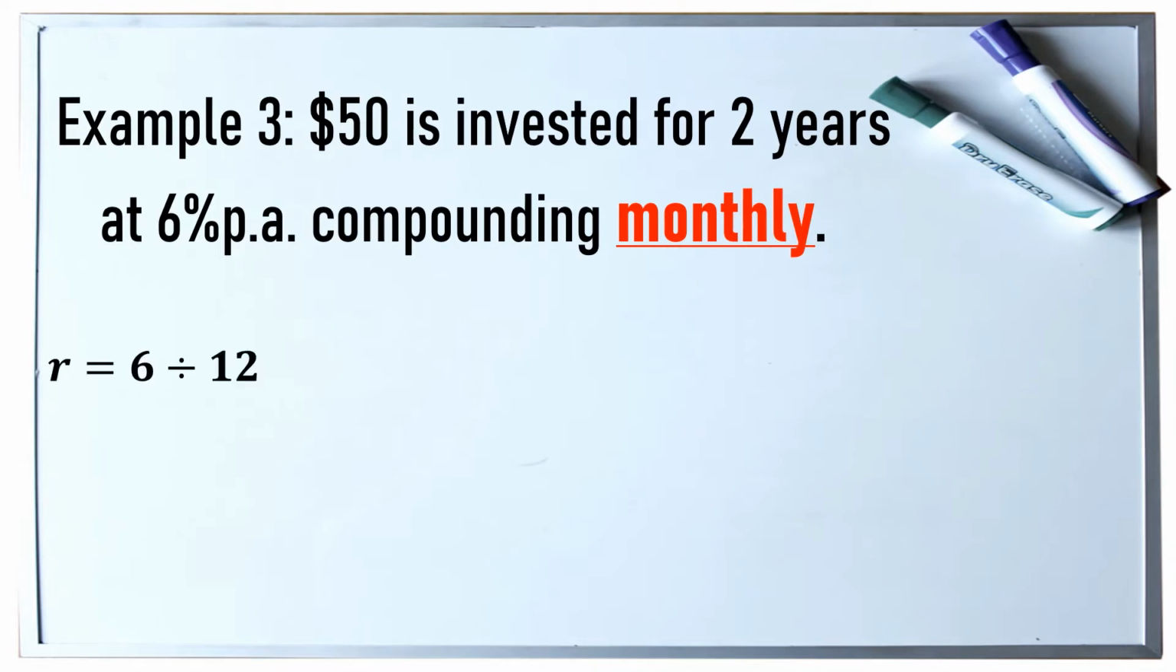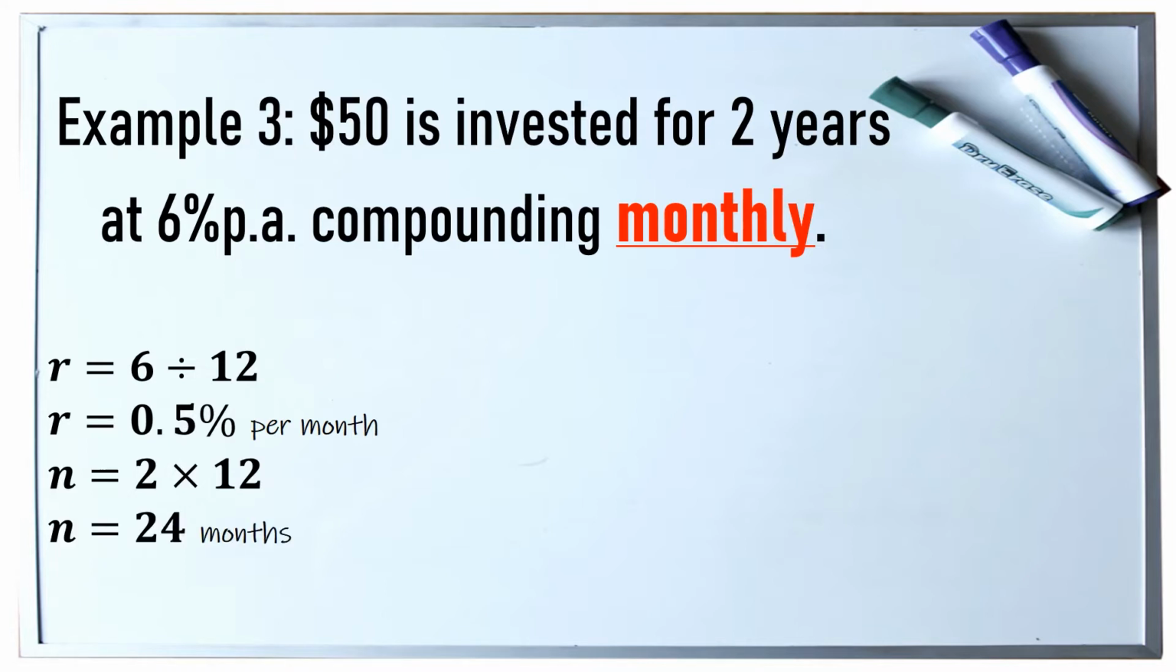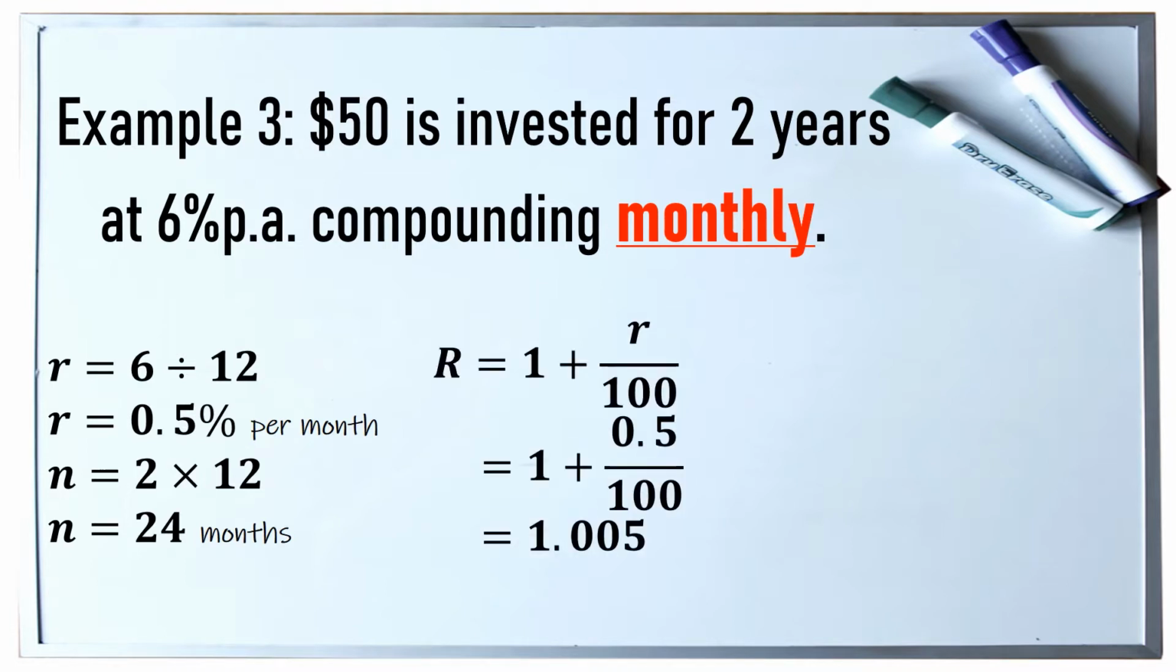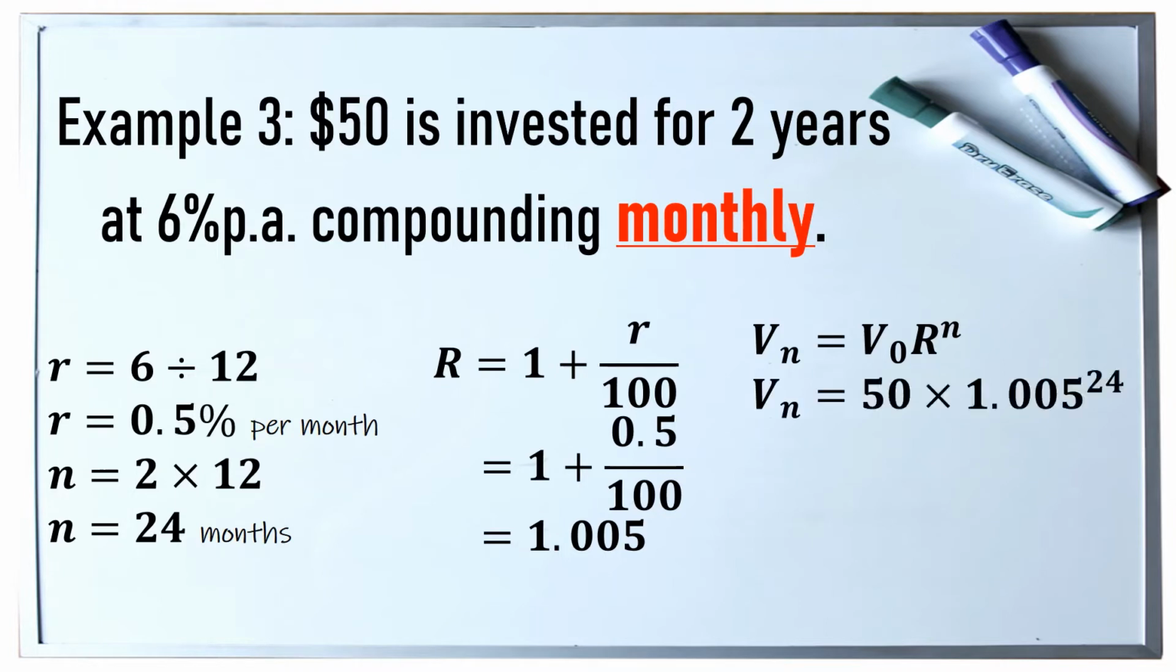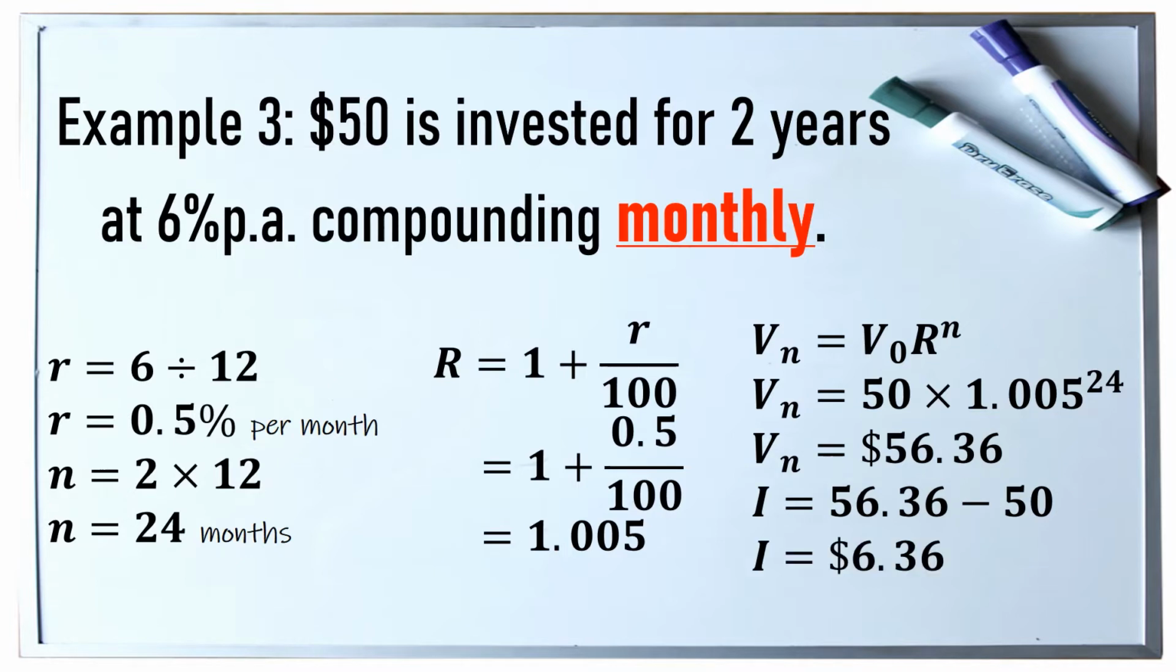To work out our r, it's going to be divided by 12 because there's 12 months in a year, which gives us 0.5% per month. Our n is going to be 2 times 12. The reason is over 1 year there are 12 months, over 2 years there's going to be 2 lots of 12 or 24 months. Our capital R is equal to 1.005. When we use the compound interest formula, it is 50 times 1.005 to the power of 24, which gives us $56.36. The amount of interest works out to be $6.36.